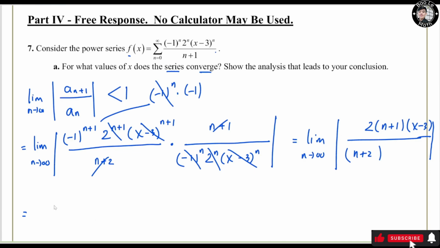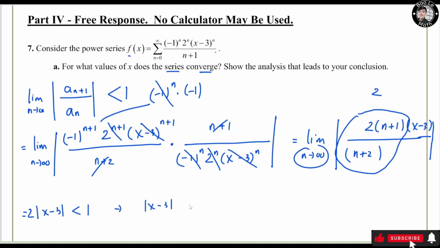Alright, so I have the absolute value of s minus 3 right here. I need to pull it to the front, right? Because it's not related to this guy, right? Now, when n approaches infinity, this guy right here approaches 2, right? So we have 2 times the absolute value of s minus 3. This must be less than 1 in order for the series to be convergent, right? So it's going to be the absolute value of s minus 3 less than 1/2, right? Or negative 1/2 less than s minus 3 less than 1/2, right? We're going to add 3 to all sides, right? So it could be 5/2 less than s less than 7/2. Now, we need to check for the endpoints, right?